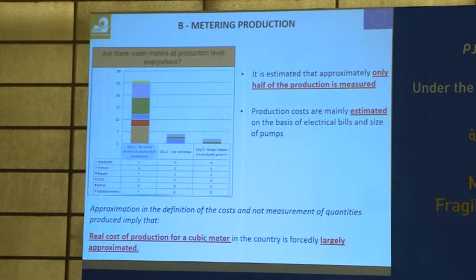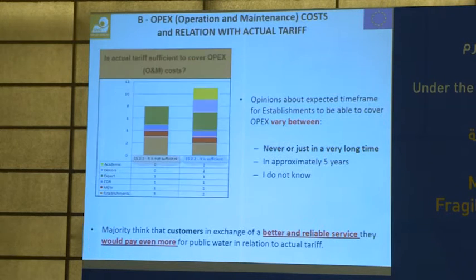If we are talking about measuring the production level, almost everyone agreed that no water meters of production are installed everywhere. It is roughly estimated that just half of the production is measured, and the production costs are mainly estimated on the basis of electrical bills. This approximation of the production and of the real cost means that the cost of the cubic meter is largely approximated in almost all the establishments.